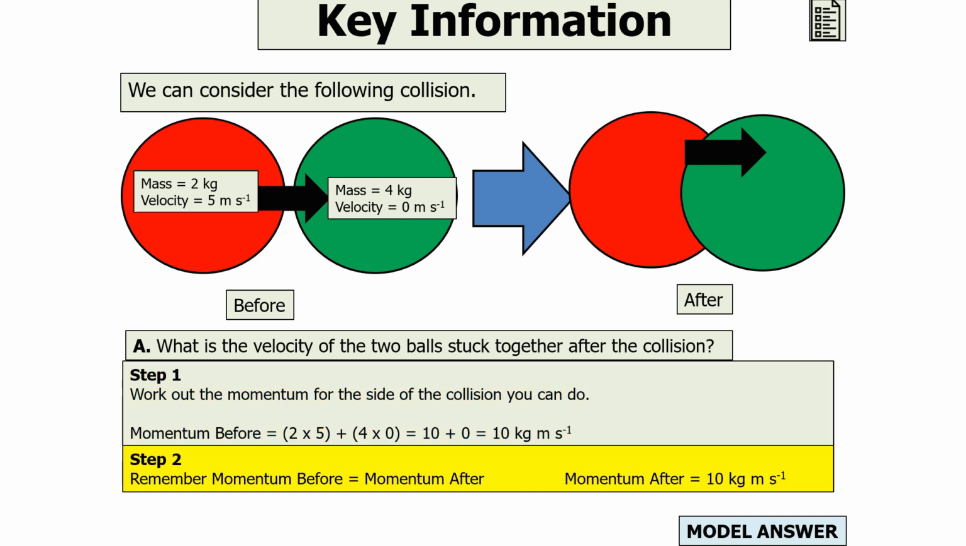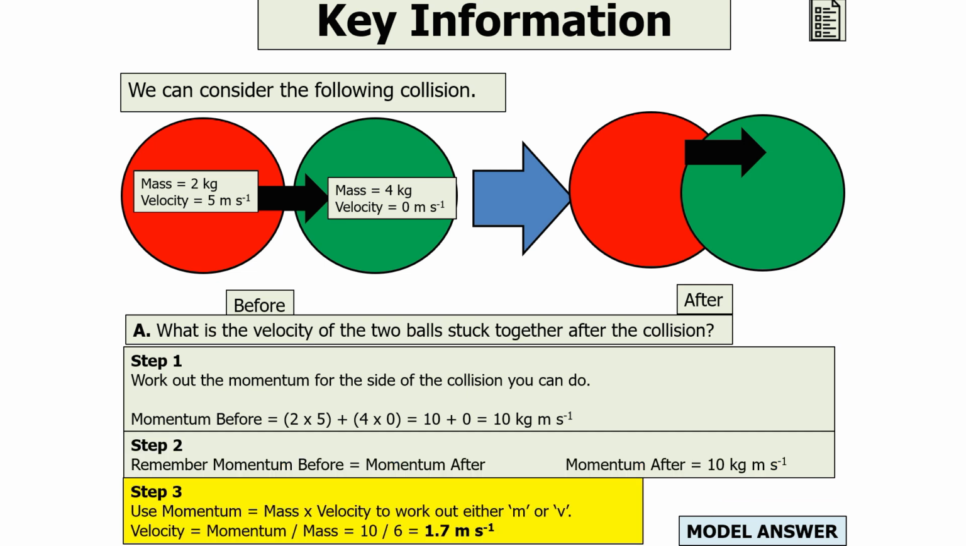You then remember that the total momentum before equals the total momentum afterwards. So the total momentum is 10 kg meters per second. Then finally, we can say that momentum is equal to mass times by velocity. So velocity is equal to momentum over mass. So it's 10 over 6, which is 1.7 meters per second.